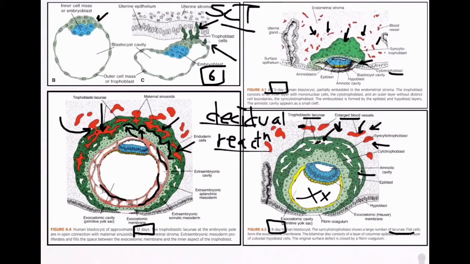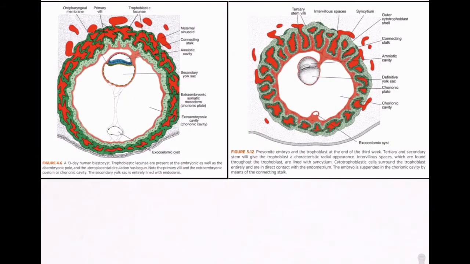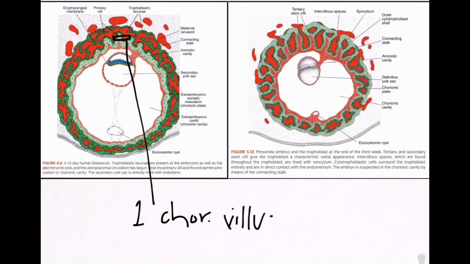Right? So let us understand what exactly is a chorionic villus. This structure over here would be an example of one chorionic villus. Okay, villus means a finger-like projection. So we're at day 13.